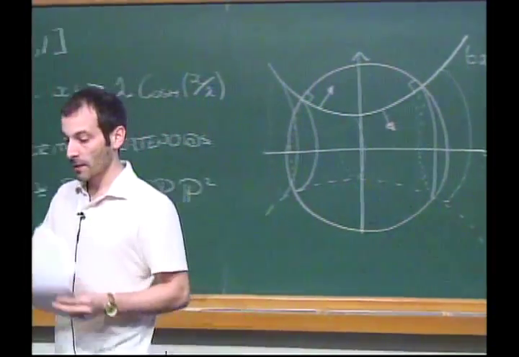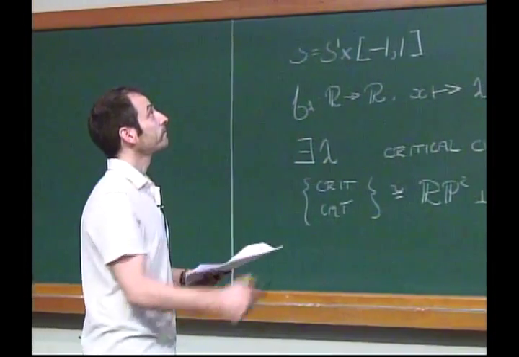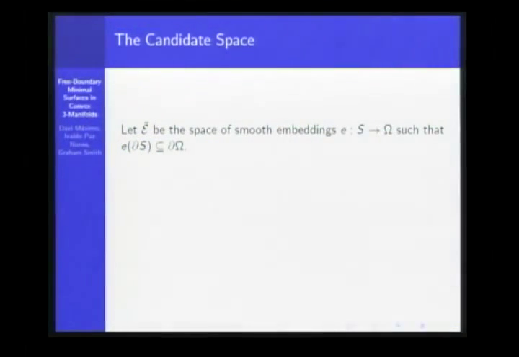So, it starts as follows. We start off, we define a candidate space. Call it the candidate space because this is the space in which all the solutions will live. So we define it as follows. Let E tilde be the space of all smooth embeddings, sending this surface S into omega. We're returning to the general case, so S can be any surface. And we suppose E sends the boundary of S into the boundary of omega.